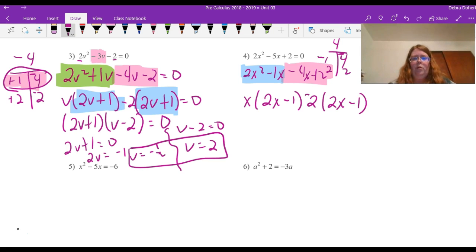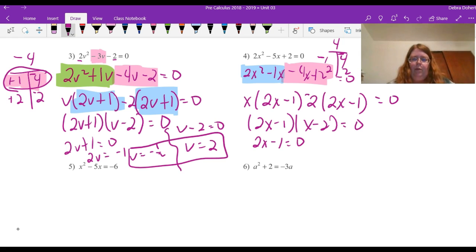Again, remember those things in the parentheses must be exactly alike. 2x subtract 1. What's left over is x subtract 2, and that should be equal to 0. Come over here and make each term equal to 0. So 2x subtract 1 equals 0, and x subtract 2 equals 0.